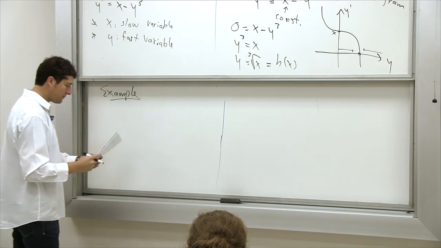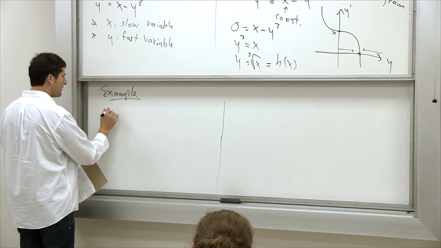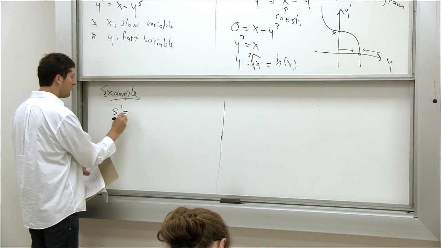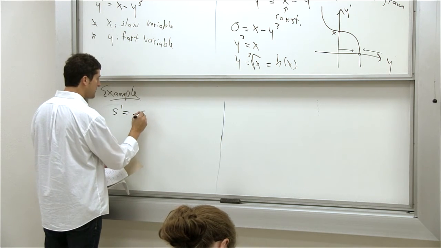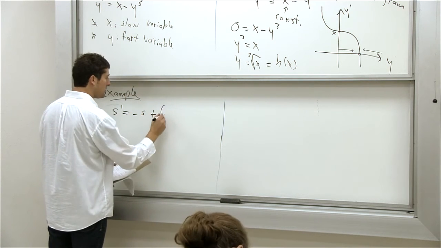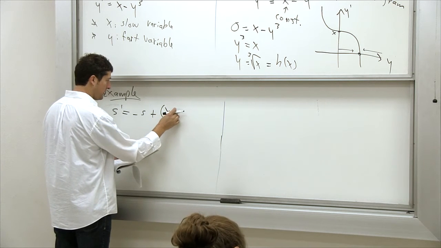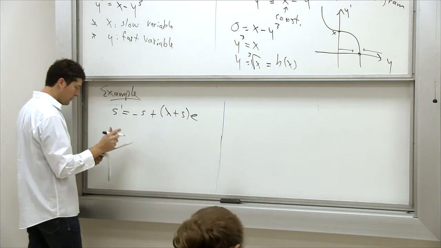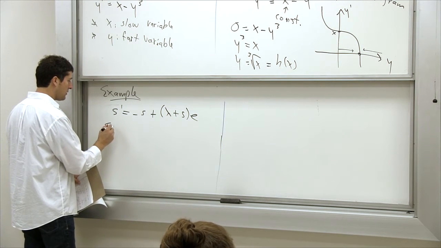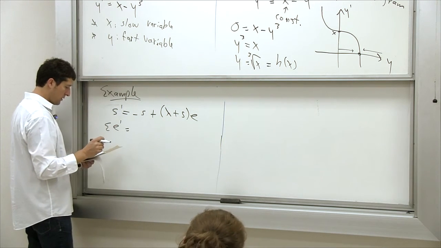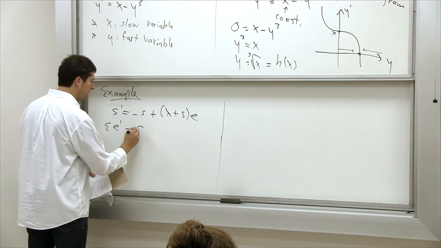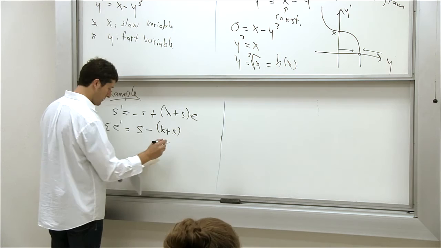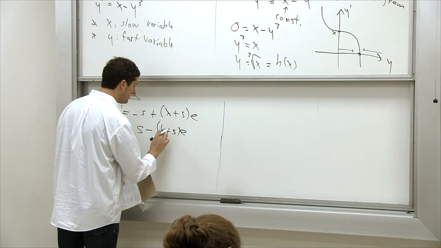So last example. The example looks like this. S prime is equal to minus S plus lambda plus S times E. Epsilon times E prime is equal to S minus K plus S multiplied by E.